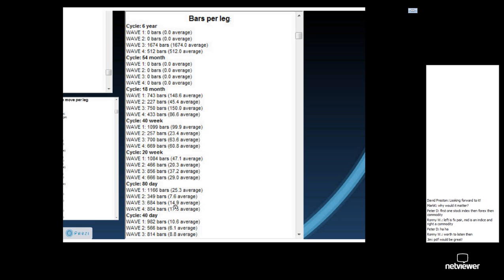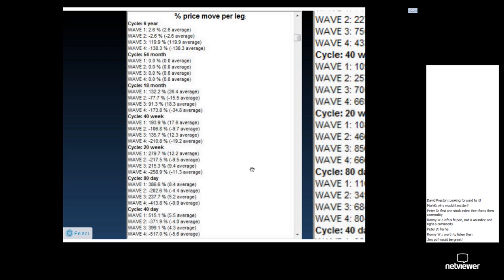How many bars are there per leg? Let's say that we wanted to trade the 80-day cycle. We know that in leg 1 or wave 1, there are 25 bars on average. So therefore, a leg 1, wave 1 trade would be on average 25 days long, 25 bars long. Look at how wave 2 is only 7.6 days. Wave 3 is 14.9 days, and wave 4 is 17.5 days. Again, this information is like the fingerprint of the market that you're trading. Let's have a look at some more statistics.